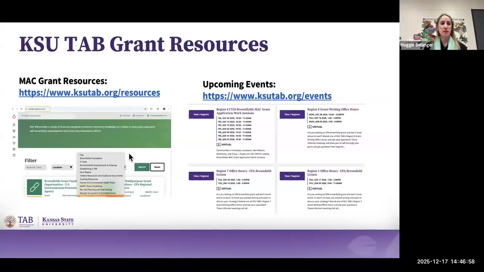Some upcoming events for us: we are holding open office hours, kind of like grant chats, for regions 5, 6, 7, and 8. There's no need to register for these events. You can go onto our website, click on the event, grab a Zoom link, and just during those open times, just pop in. We'll be there to answer any questions that you might have or strategize. And then we also have some designated MARC grant resources that you can access through our webpage.